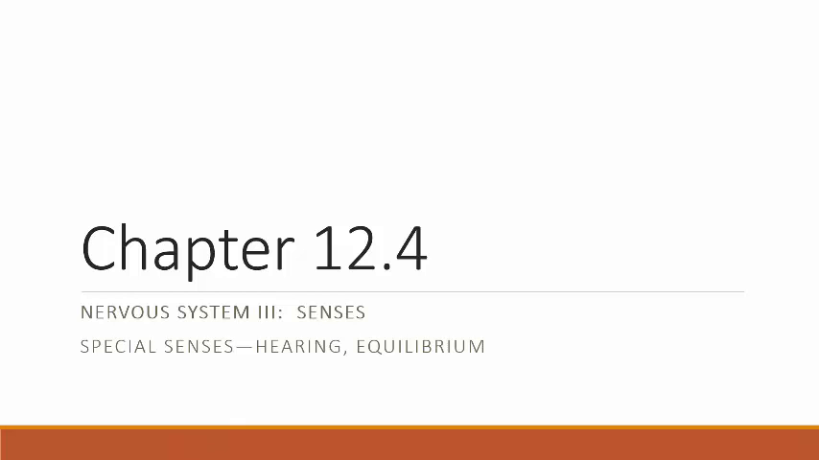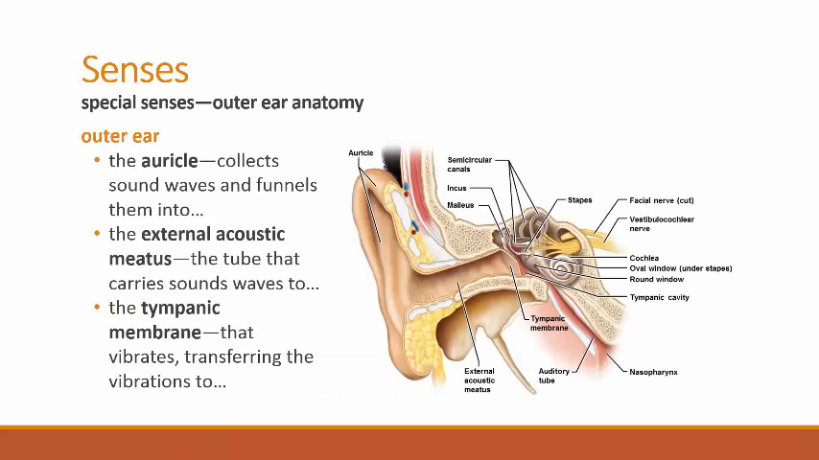In this lecture, we're going to look at the special senses associated with the ear, that is, the sense of hearing, and senses of equilibrium. So we'll start by looking at the ear anatomy. The part of the ear that we talk about as the outer ear is this section here.